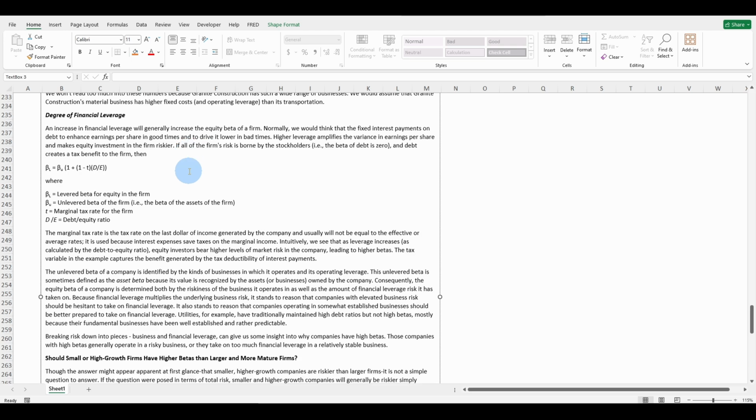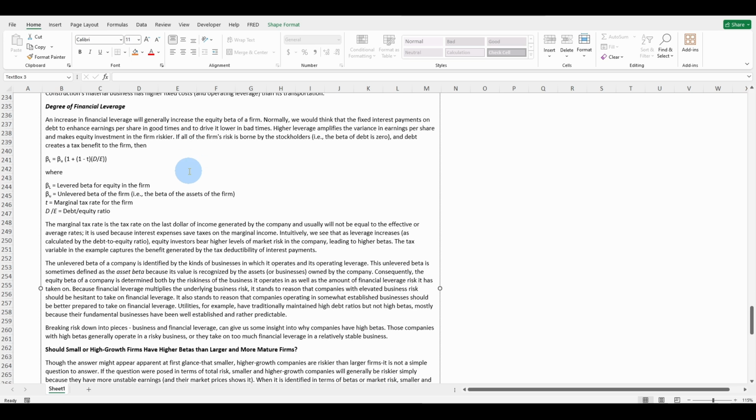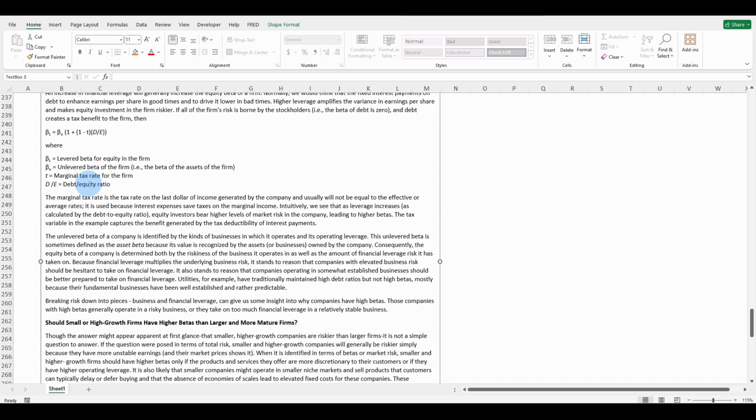If all the firm's risk is borne by the stockholder, i.e., the beta of debt is zero, and debt creates a tax benefit to the firm, then beta equals beta U times 1 plus (1 minus tax rate) times debt to equity ratio. Where beta is the levered beta for equity in the firm, beta U is the unlevered beta, the tax rate is the marginal tax rate, and D/E is the debt to equity ratio.